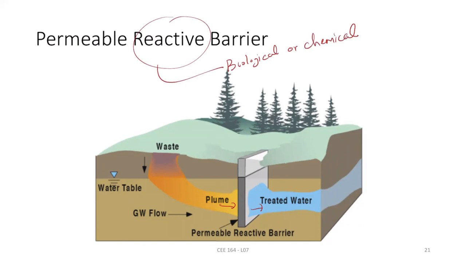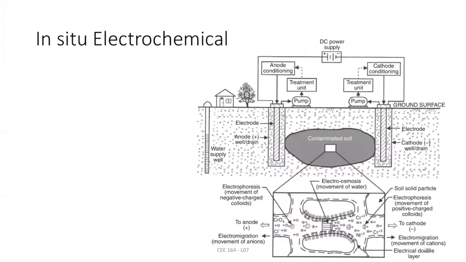That means you can actually grow fungi or bacteria within that zone. So that could be a biological reactor, or it could be adding specific zero valent iron or oxidant in that wall, so that as the water passes through, it will react in the system.